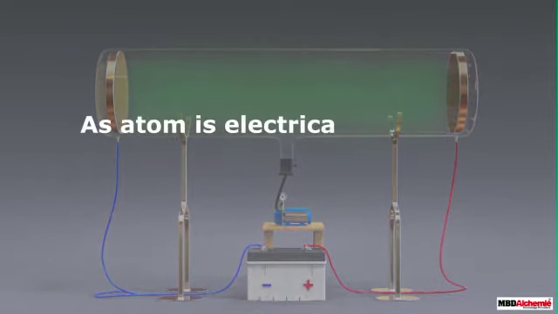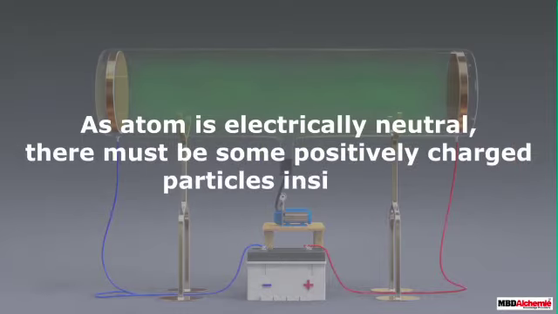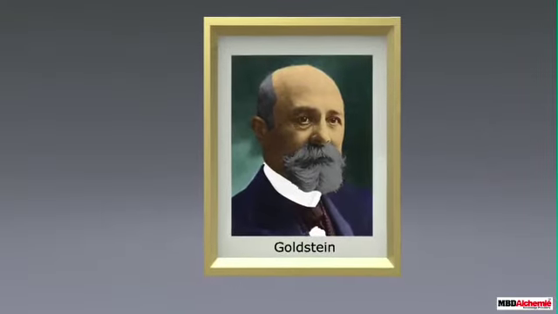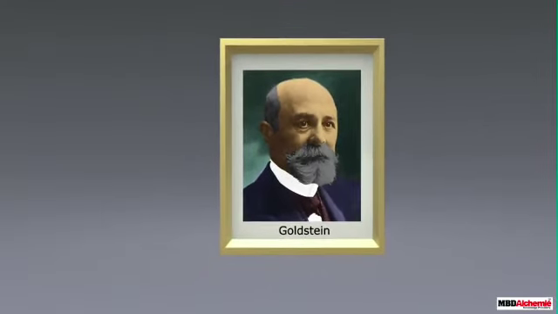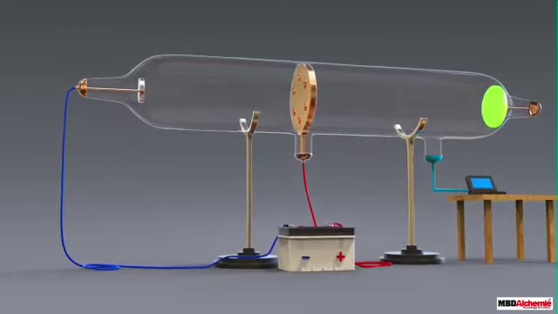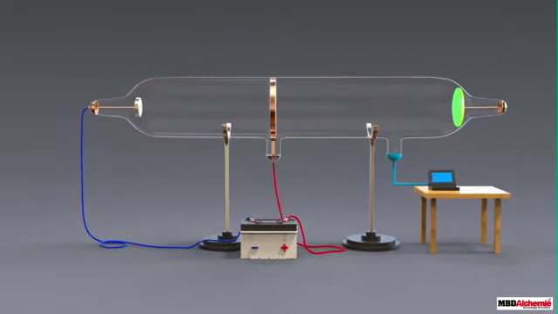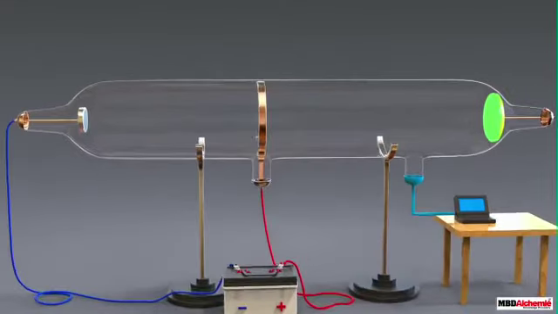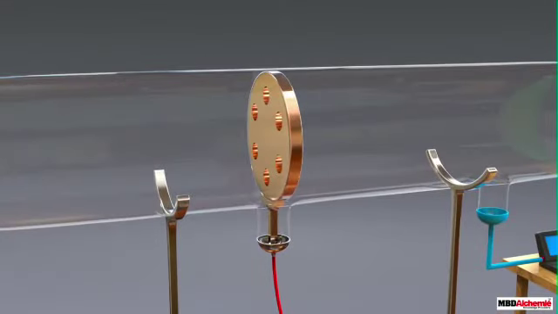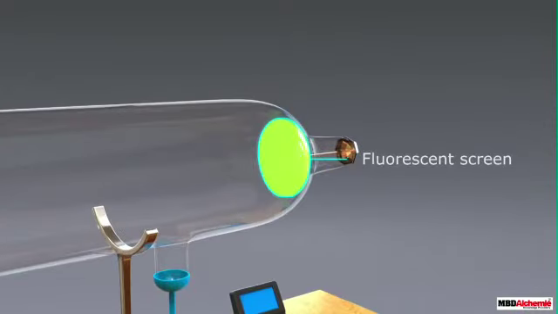Since atoms are neutral, it was concluded that some positively charged particles must also be present in the atoms. These positively charged particles were later discovered by Goldstein in 1886 as protons. The experiment set up for the discovery of protons was similar to the cathode ray tube experiment we saw before. The only difference was that Goldstein took perforated cathode in the middle and the fluorescent screen at the other end.